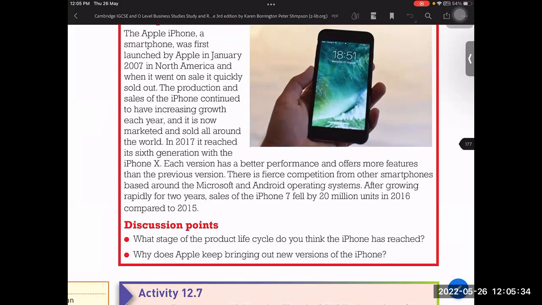And when it went on sale, it quickly sold out. The production and sales of iPhone continue to have increasing growth each year, and it is now marketed and sold all around the world. In 2017, it reached its sixth generation.